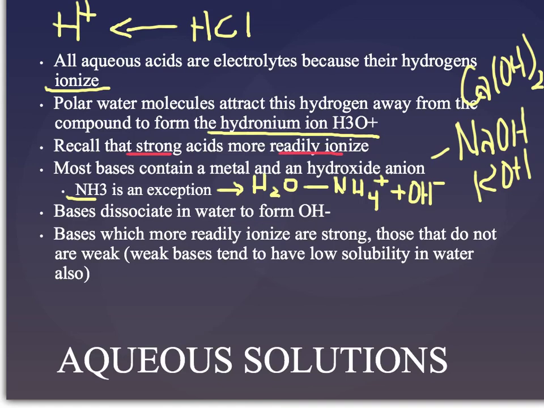So the strength and weakness of bases are the same as for acids. Strong bases readily ionize. Weak bases do not readily ionize. And the weak bases are generally those that have low solubility. So they don't dissolve easily, which makes sense because poor dissolving is going to result in fewer ions floating around and therefore a lower ion concentration.